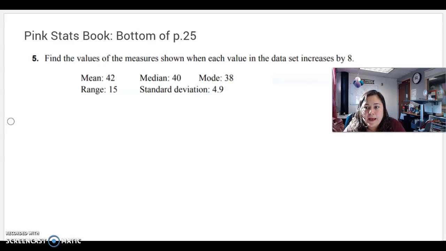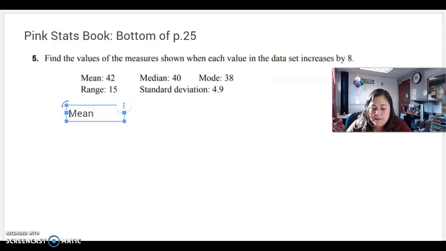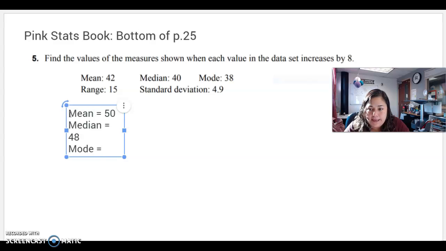Well, if I look back at my notes, it says the measures of center, so mean, median, and mode, can be found by adding k, and k in this one is 8. We're adding 8 to the original measures of center. So my mean, median, and mode, I'm just going to type this. The new mean would be 50, 42 plus 8. The new median would be 48, 40 plus 8. And the new mode would be 38 plus 8, so 46.